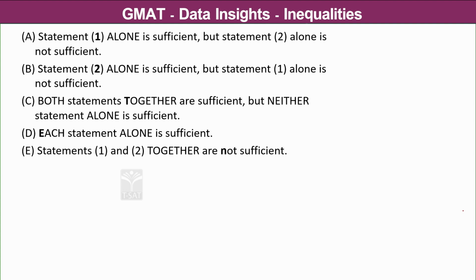So, today we will be looking at some data sufficiency questions on the topic of inequalities. These are your basic answer options for every data sufficiency question. Option A is statement 1 alone is sufficient, but statement 2 alone is not sufficient. Option B is statement 2 alone is sufficient, but statement 1 alone is not sufficient to answer the question. Option C is when both statements together are sufficient, but neither statement alone is sufficient. Option D is when each statement alone is sufficient to answer the question, and option E is statements 1 and 2 together are not sufficient.